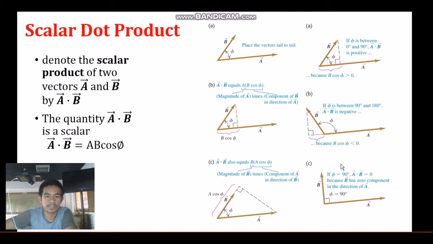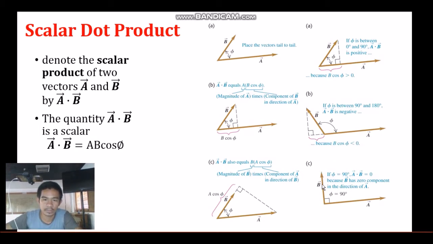Now, if two vectors are perpendicular to each other, then the scalar dot product of the two vectors is 0. Why? Cosine of 90. What's cosine of 90? 0. So the magnitude of A times magnitude of B times cosine of 90, which is 0, is equal to 0. We can apply this to finding work done by a force. If the force is perpendicular to the direction of displacement, then the work done is 0.